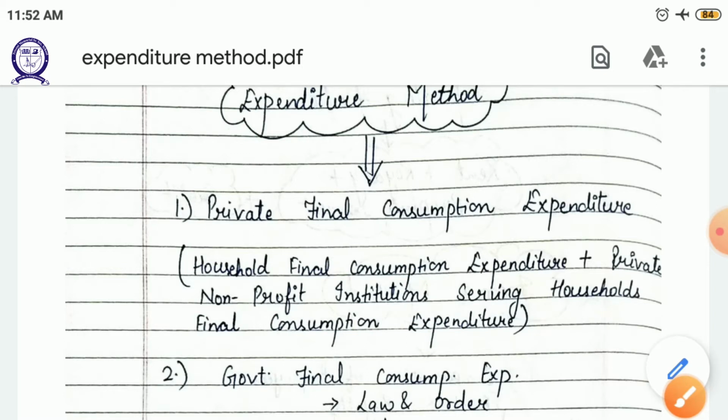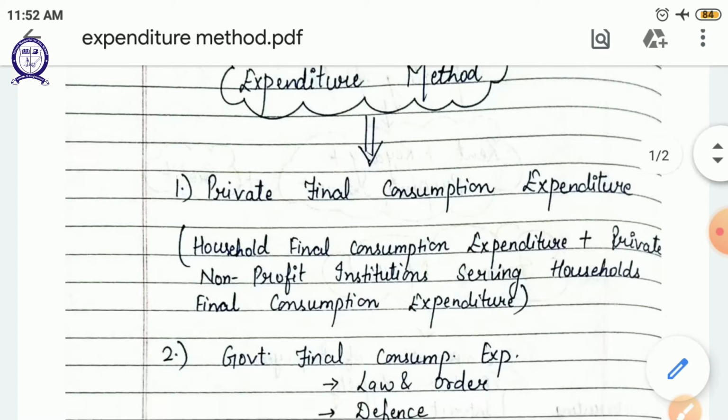Talking about private final consumption expenditure, in this we will include wages and salaries received in kind also, because these are also some kind of expenditure for a household. We will also include the imputed rent of owner occupied houses. That means imputed rent will also be included over here.